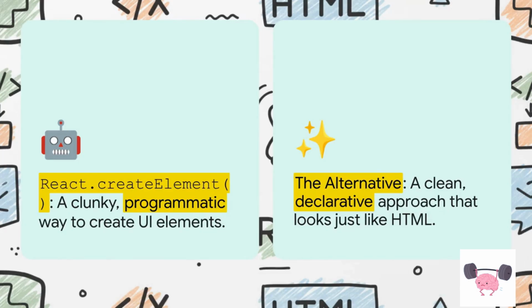This slide really tells the whole story, doesn't it? On the left, you see what's actually happening under the hood. A function call, React.createElement. It works, but it's clunky, it's long, and it doesn't look anything like the final result on the web page. But then look at the right. That's the dream, right? It's clean, it's simple, and it looks exactly like the HTML it's supposed to create. The whole point of JSX is to let us write the code on the right and have it magically turn into the code on the left for us.